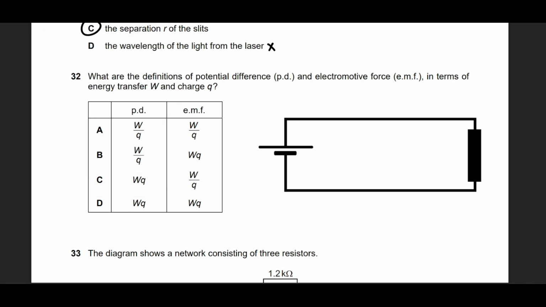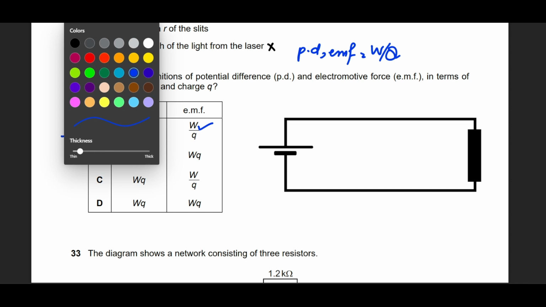He says, what is the definition? You see, the definition for potential difference, or be that EMF, is actually work done per unit charge. This is W by Q. The answer is option A, right? But then what's the difference between potential difference and EMF? If they are exactly the same in terms of formulas, then what's so different about them?